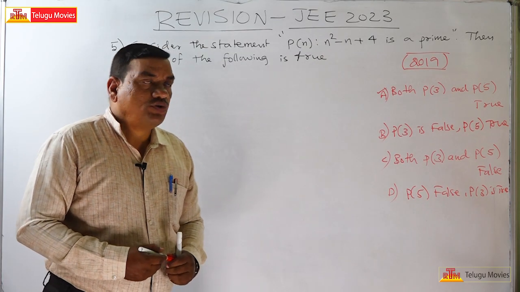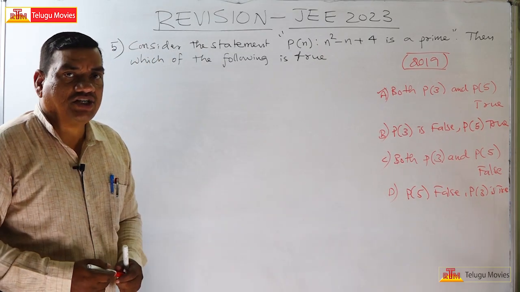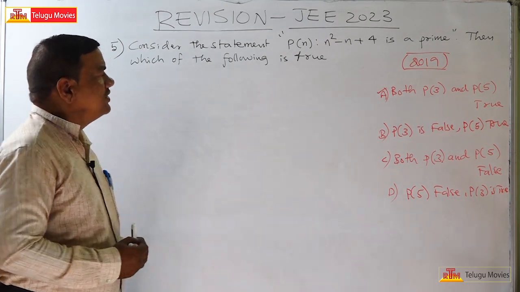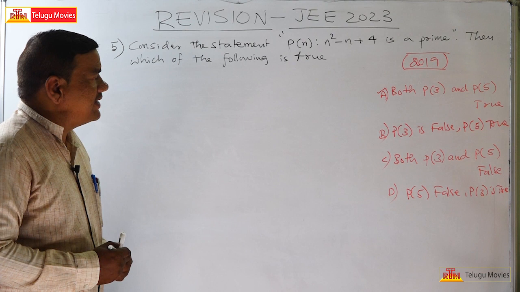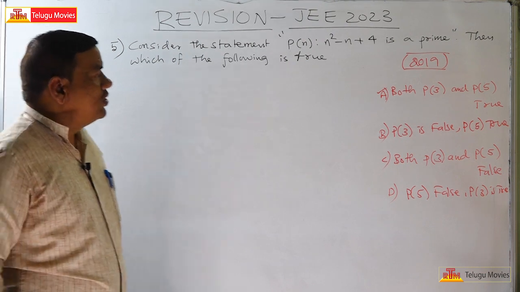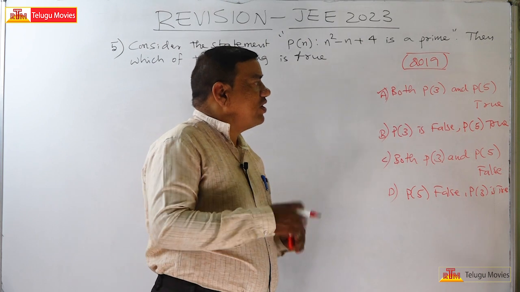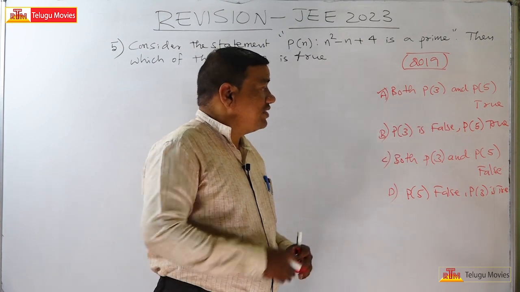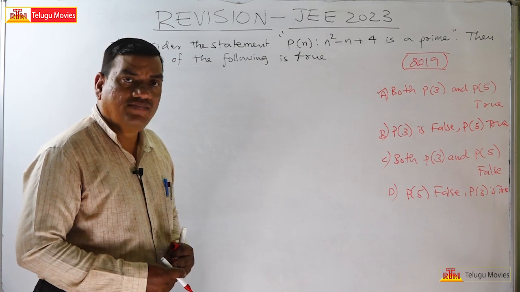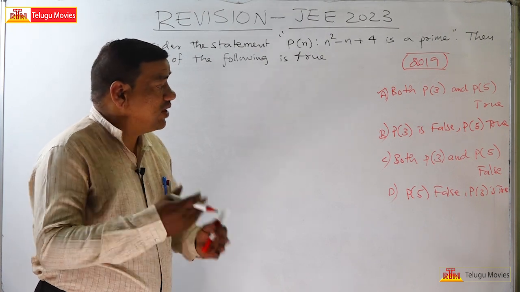Welcome to this problem. Here it is from mathematical induction. Consider the statement P(n): n^2 minus n plus 4 is a prime number. Which of the following is true? P(3) and P(5) both are true; P(3) is false and P(5) is true; both P(3) and P(5) are false; P(5) is false and P(3) is true.